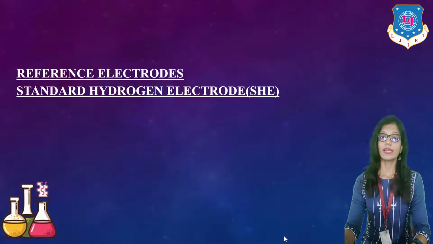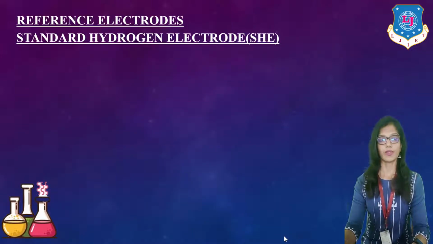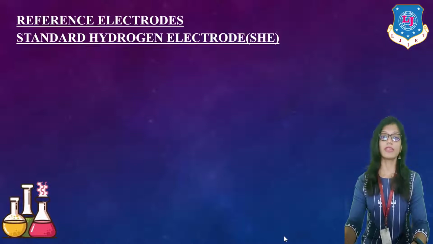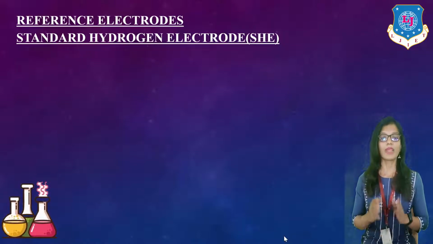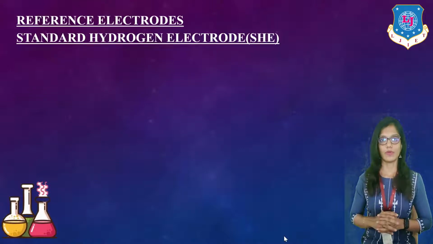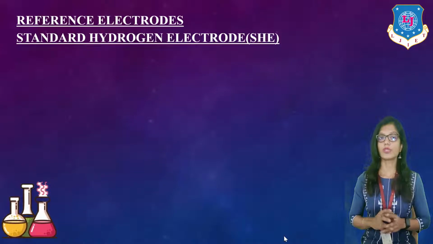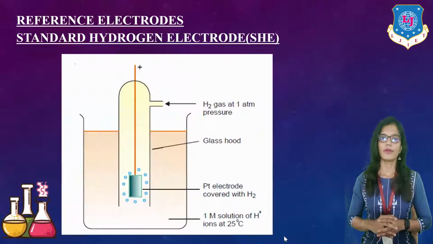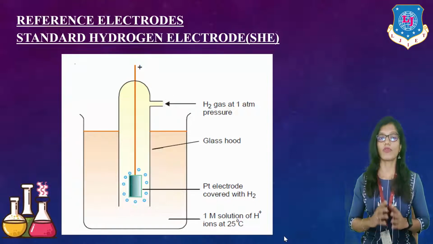Now, let's take a look at each type of electrode one by one. First of all, the first type of electrode that we will take into account is the reference electrode. The first reference electrode that we will take into detail is the standard hydrogen electrode, also known as SHE. Now here in the image, you can see the actual structure of SHE.